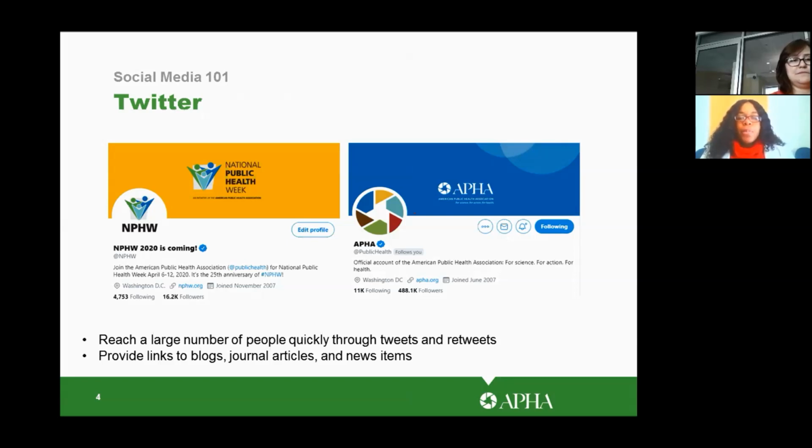Twitter is like a microblogging website, so it's used to reach people pretty quickly via tweets, retweets, likes, or anything like that. It's really conversation-based, so it allows people to have dialogue about whatever topics they're talking about. You can provide links to blogs and journal articles and news items that you can also have conversations about with people who are also interested in the things that you're tweeting about.